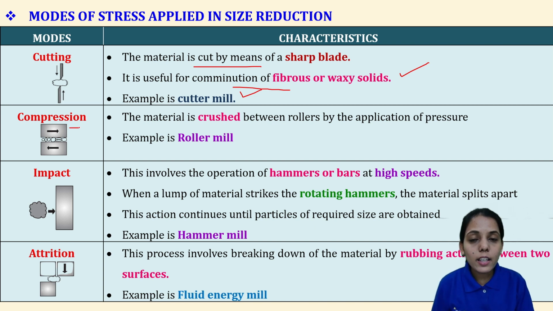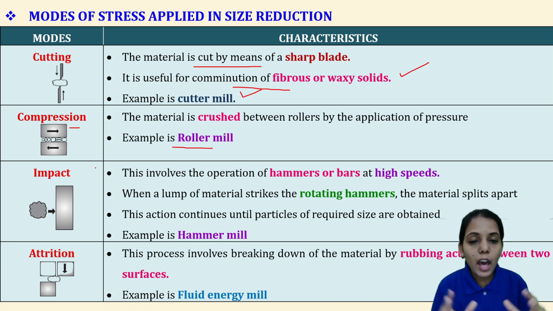Compression. The material is crushed between rollers by the application of pressure. So the example is the roller mill. Remember, cutting means cutter mill, and roller means rolling mill, which works on the principle of compression.